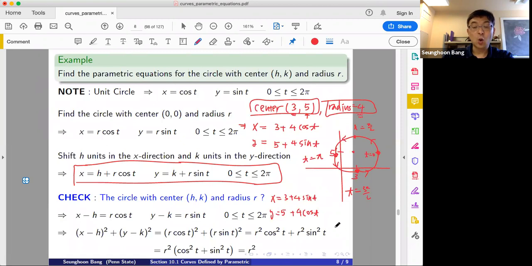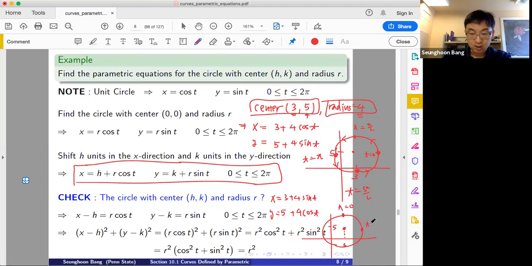What happens? The only difference is like this. We have a circle, like this, exactly. This point is 3 and 5, the same. Only difference is the initial point. You plug t equal to 0 into here, x value is 0, y is 1, and the starting point is here. This is t equal to 0. One more thing, the direction is opposite, clockwise direction here.